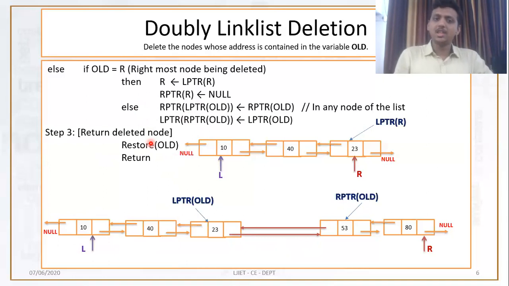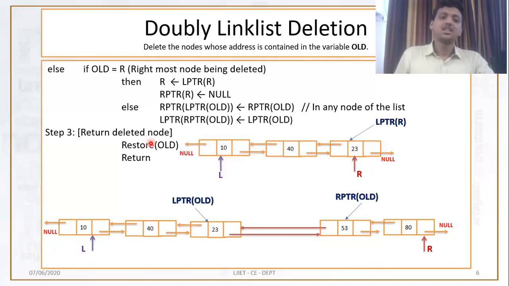So how many steps have you done over here? Step number 1, in which you check the underflow condition, that is, whether my linked list exists or not. For that we check that if R is equal to null, then the linked list is empty. Step number 2, we need to check whether only one node is there. If only one node exists, then after deleting, L and R both point to null.